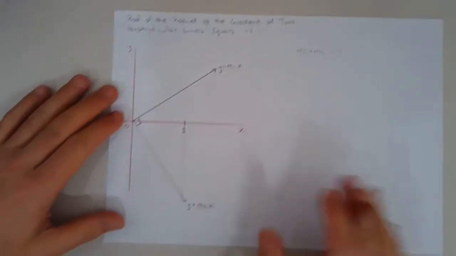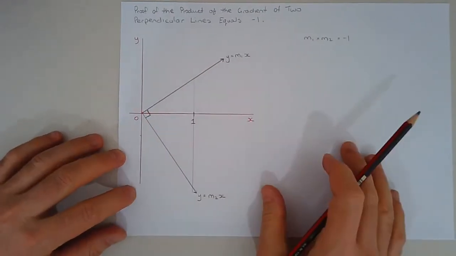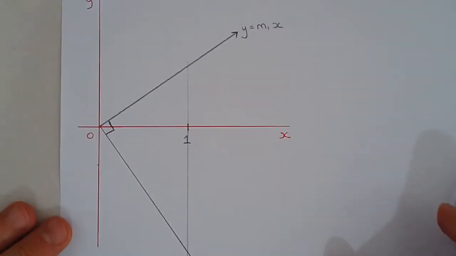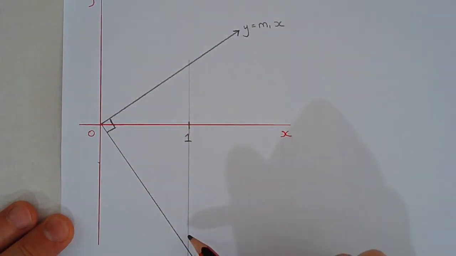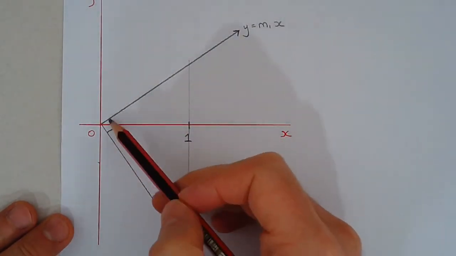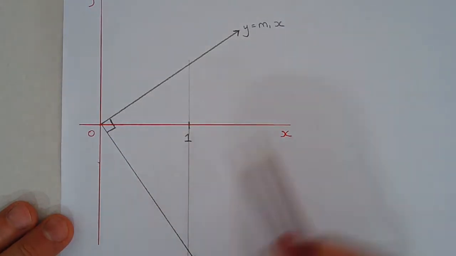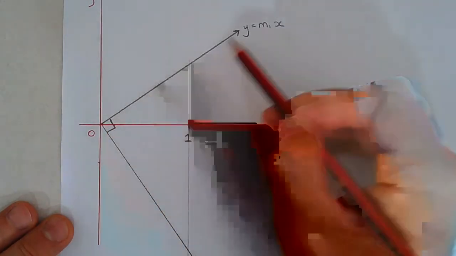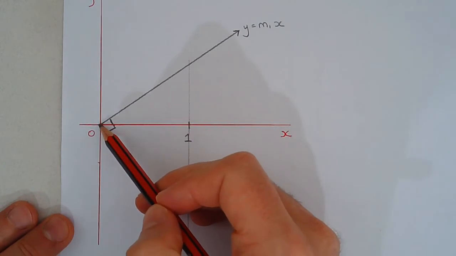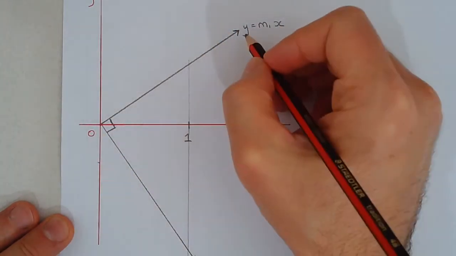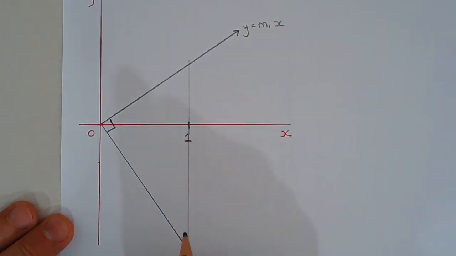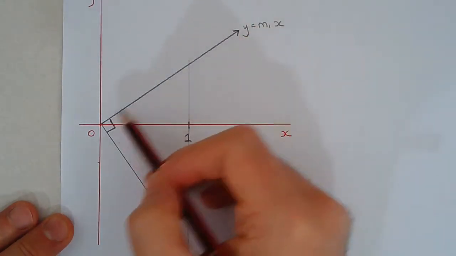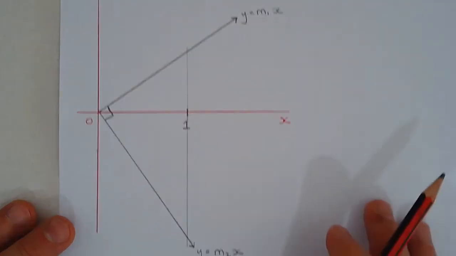So here's a coordinate plane, which I've drawn in red. I might just zoom in on that. I've drawn two perpendicular lines, indicated here with a square. Starting from the origin O, this is the line y equals m1 times x, or m1x. So the gradient of this line is m1.